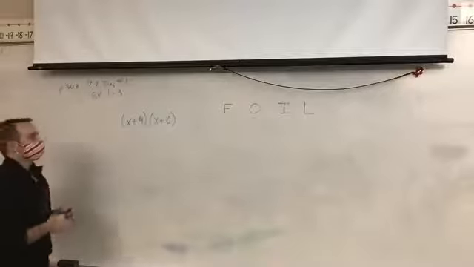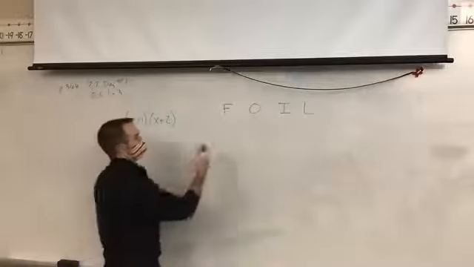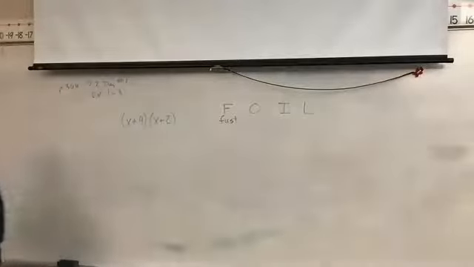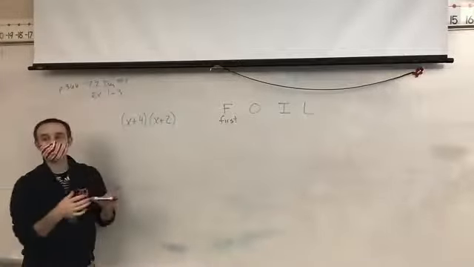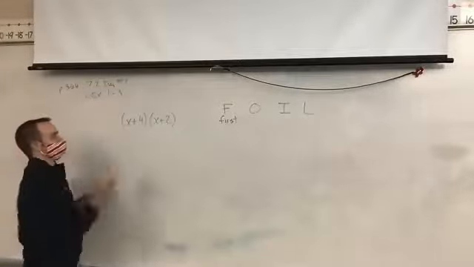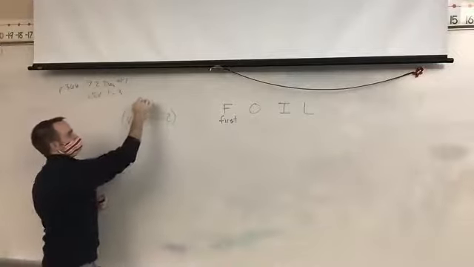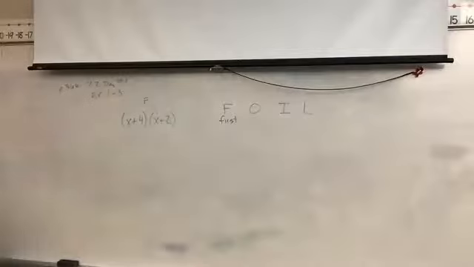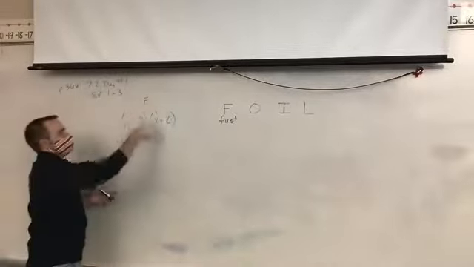The F stands for first. What we mean by first is we're going to take the first term in both sets of parentheses, and we're going to multiply those together. So in this case, it's x times x. So the F is first. We're taking the first term in each set of parentheses multiplied together.